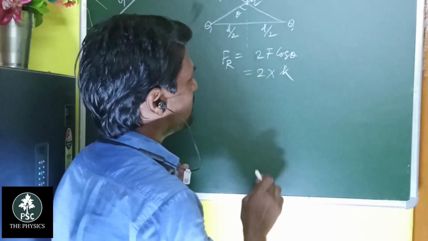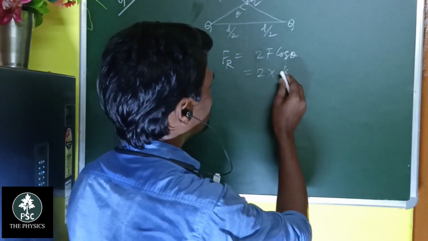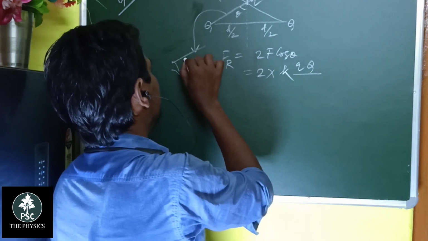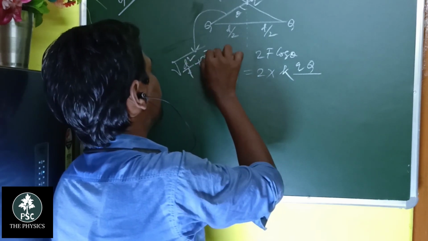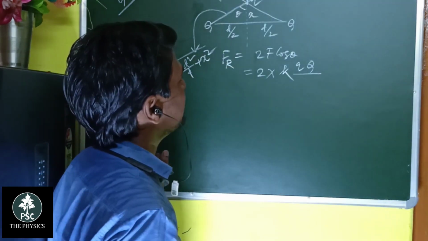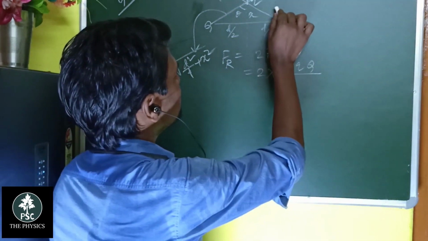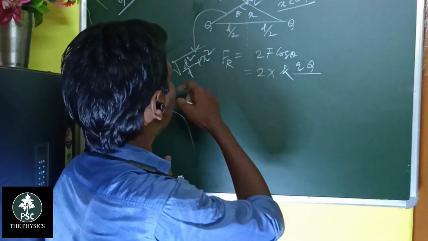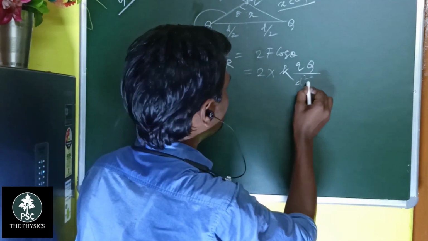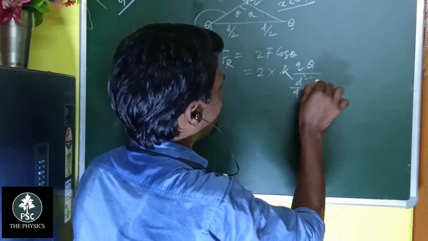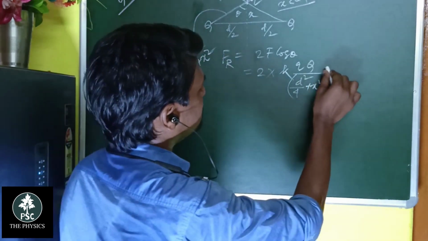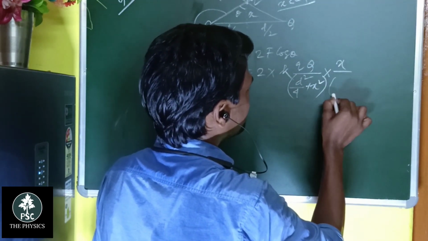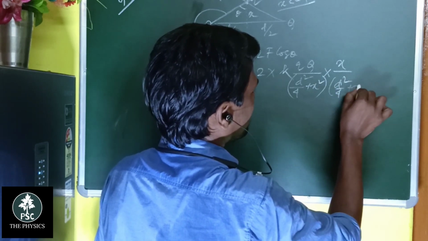So it is taken as kappa, or you can take 1 by 4 pi epsilon naught, into q by r square, and r square is d square by 4 plus x square. Here x is very small, x is less than d, this is the main point. So d square by 4 plus x square, and cos theta equals base by hypotenuse, so x by the hypotenuse, which is root of d square by 4 plus x square.